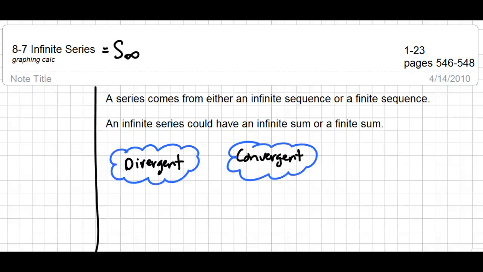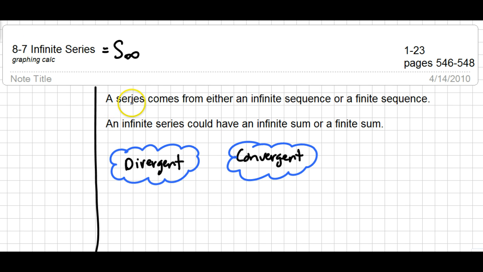This lesson is for FST, lesson 8-7 on infinite series. You'll see a capital S for series, and then if you see the infinity symbol, that's your hint that this series goes on forever, meaning it's an infinite addition.